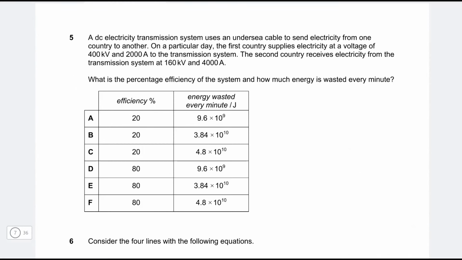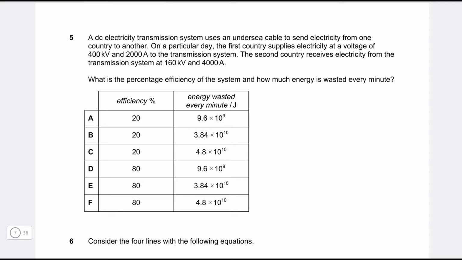So next physics question, for question 5, we have a DC electricity transmission system that uses an undersea cable to send electricity from one country to another. On a particular day, the first country supplies electricity at a voltage of 400 kilovolts, it's high voltage, and 2000 amps. The second country receives electricity from the transmission system at 160 kilovolts and 4000 amps. What is the percentage efficiency?